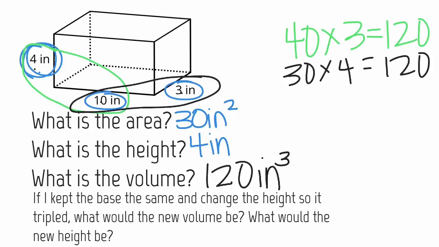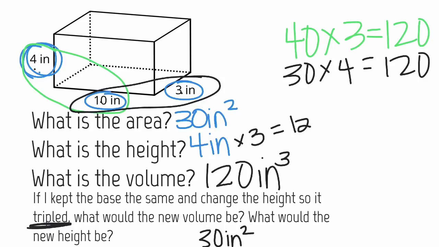Now if we took it one step further, it says if I kept the base the same, so the base would still remain 30. So the base is still 30 inches squared. But now they want to triple the height. So that means that they're taking the height and they're multiplying it by 3. So if the original height was 4 and they want to triple it, 4 times 3 would now be 12.